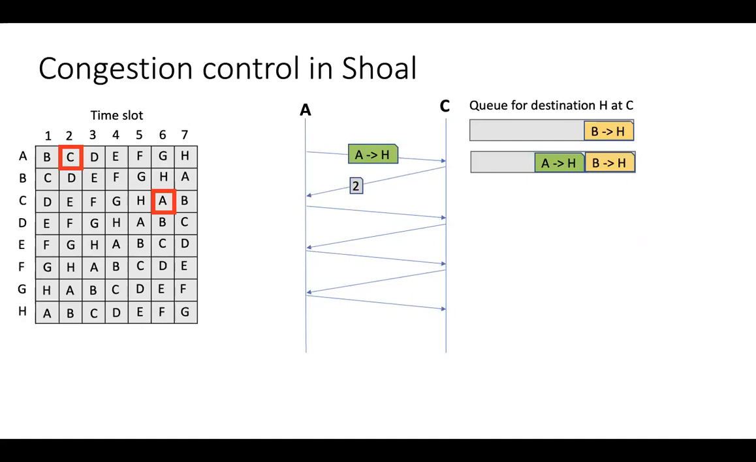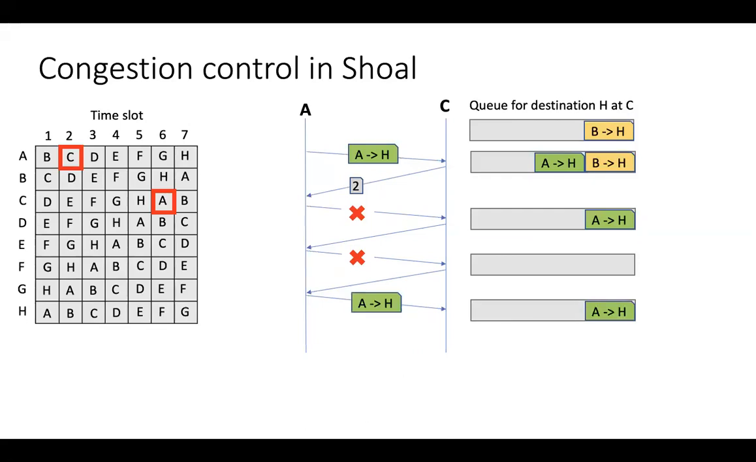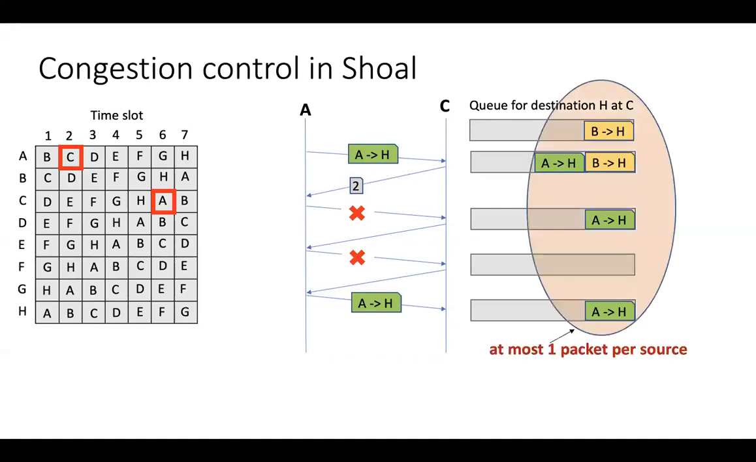So essentially what A ends up doing is it won't send any packets from flow A to H to intermediate node C over the next 2 epochs, and it will only send the next packet in the 3rd epoch. This way it is guaranteed that the next packet from flow A to H would arrive at node C only after the previous packet from node A to H has already left C. Using this, Shoal is able to maintain an invariant that at any given time, there is at most 1 packet per source in any of these per destination queues.